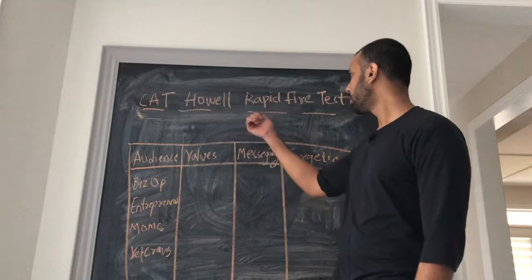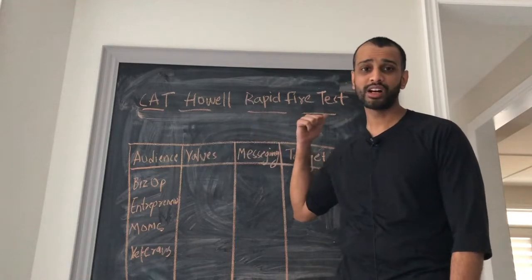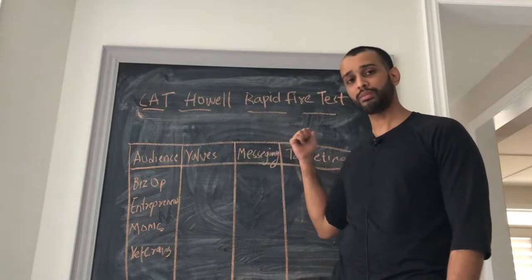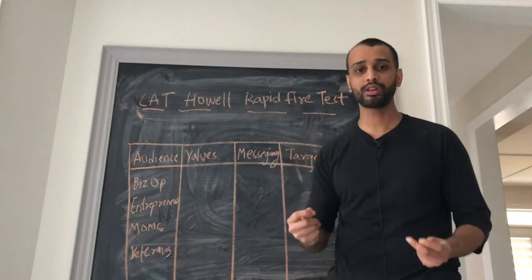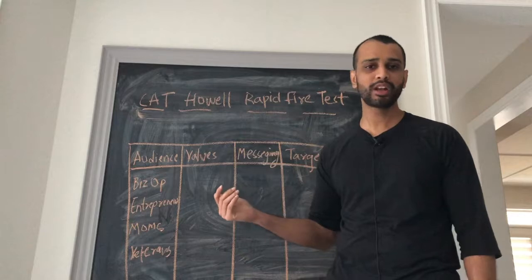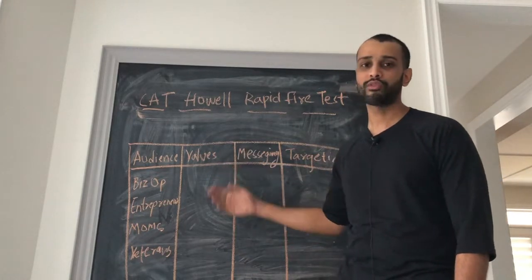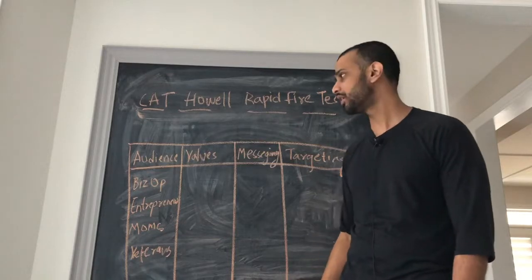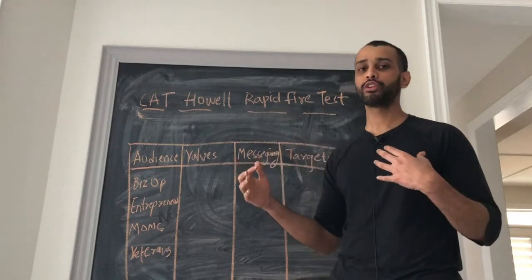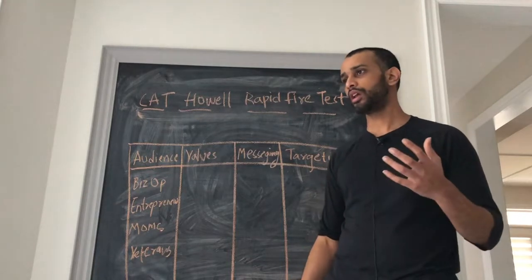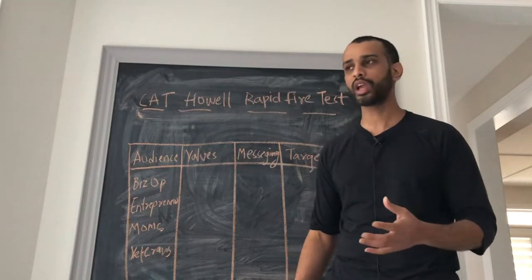So essentially, what the rapid fire test does is help you find the most profitable campaigns in a very quick manner. You'll probably end up spending less than $100 to find your profitable audiences and targeting, right? Like I said in my previous video, you really need to have a customer avatar and understand what kind of people you're going after.